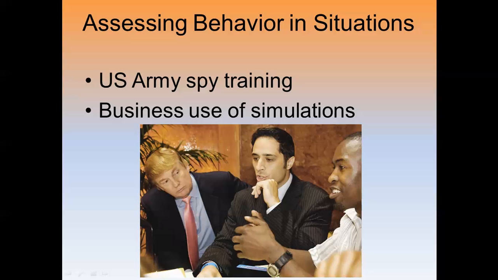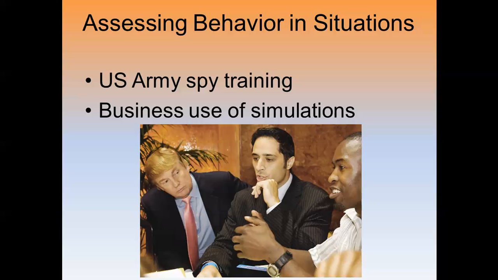And when we assess behavior in situations according to the social cognitive perspective, the U.S. Army has done numerous cases in spy training, seeing how people's personalities can fit and adapt in different situations, when they try to blend in, and we have found that humans are very capable of doing that with the right training. And there's business use of simulations. This is a picture of Donald Trump right here in front of you, and The Apprentice and Celebrity Apprentice. This whole idea that people can adjust their personalities or make themselves more forceful in business.